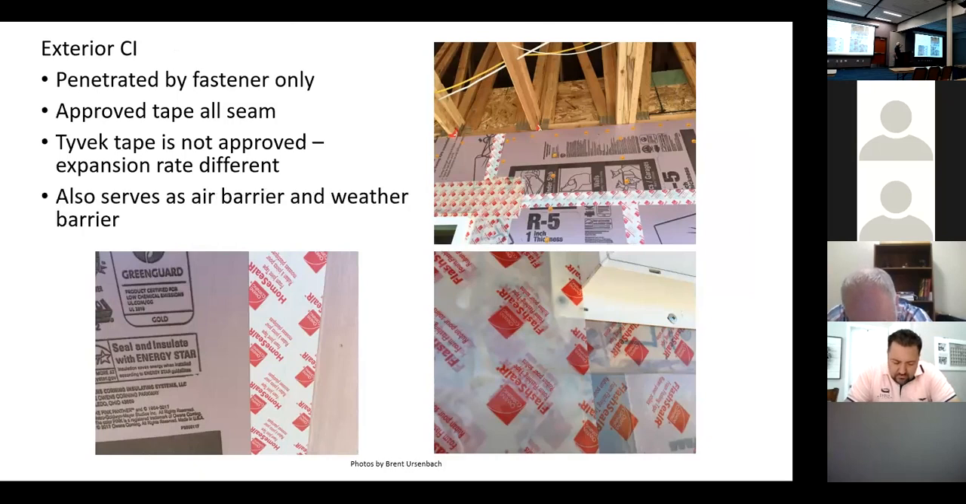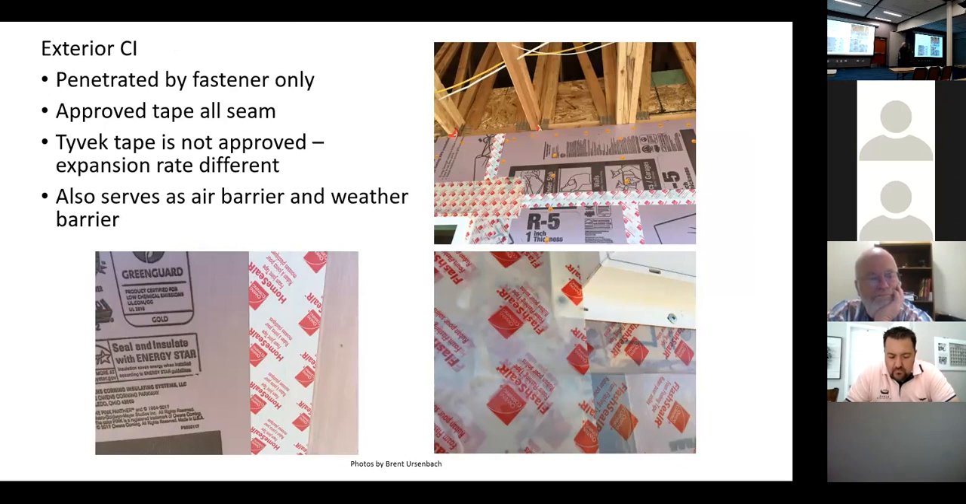Continuous installation. When you see CI, I need you to use a different font so it's not confusing with CL or CI. That is CI. Penetrated by fasteners only. Use approved tape. Tyvek tape is not approved, and I found that out myself in just weeks. I put the polyiso on the outside of my house, and I had Tyvek tape.